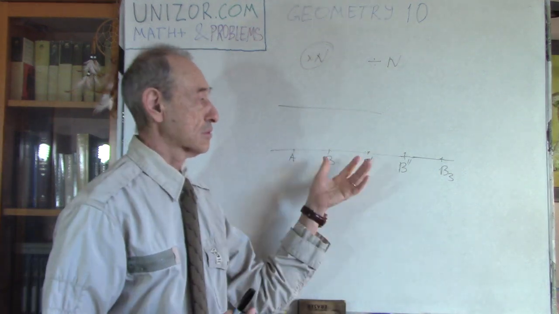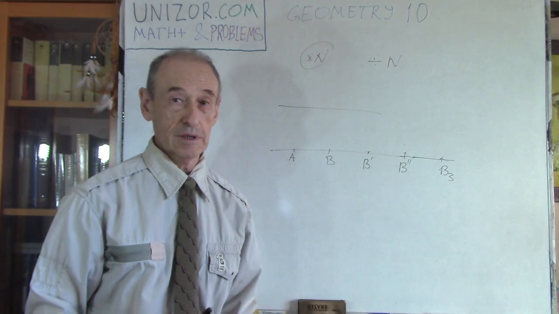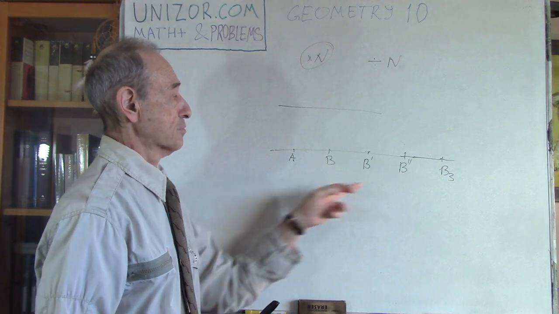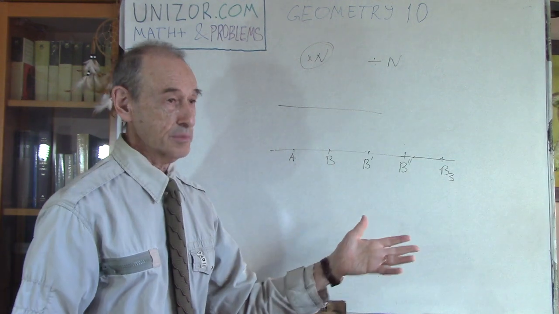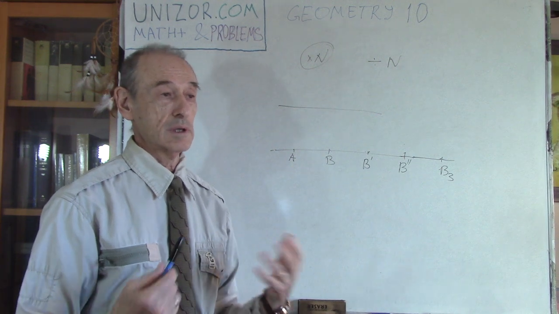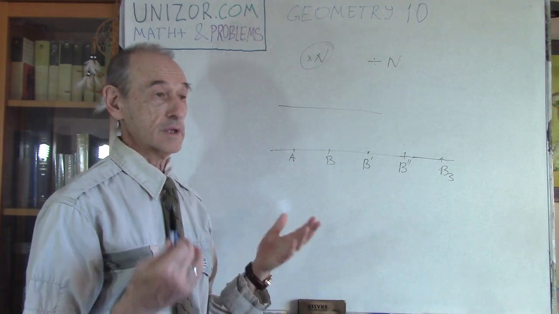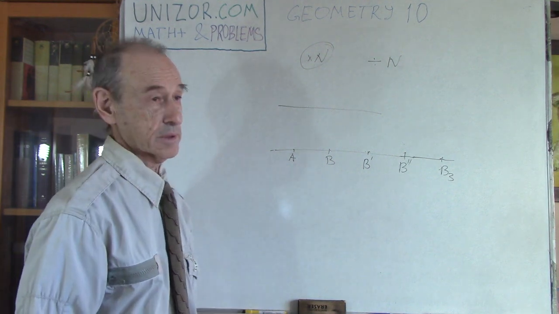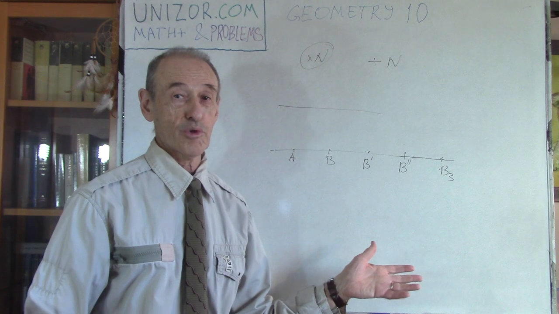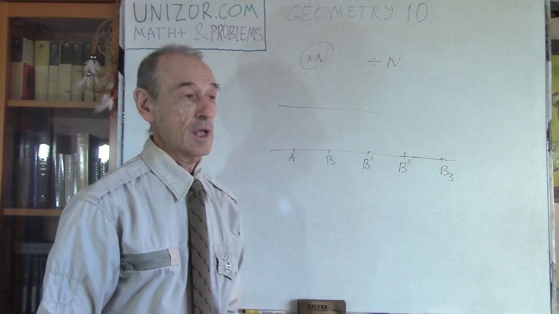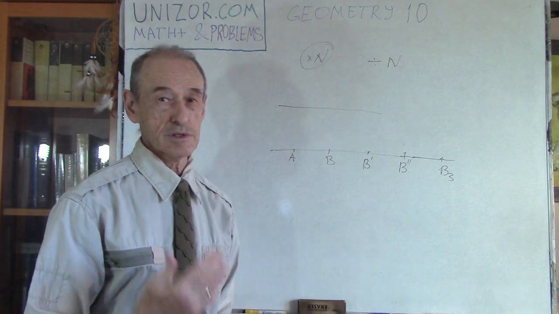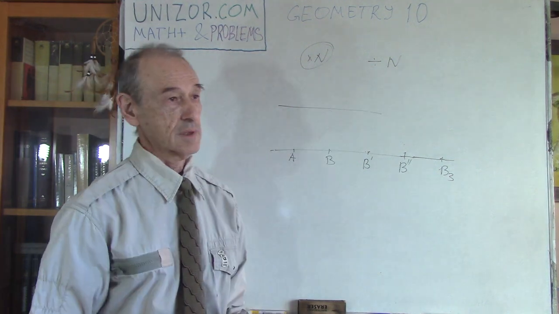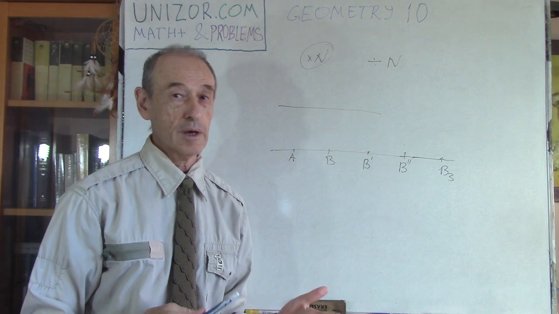So all you do is repeat the same procedure whatever number of times. You repeat it once, you get double. You repeat it twice, you will get triple. You repeat it n minus one times, and you will get an n times longer segment than before. That's it. The problem is solved. Again, it's just the principle which is important. Now, the second part: divide into n parts.